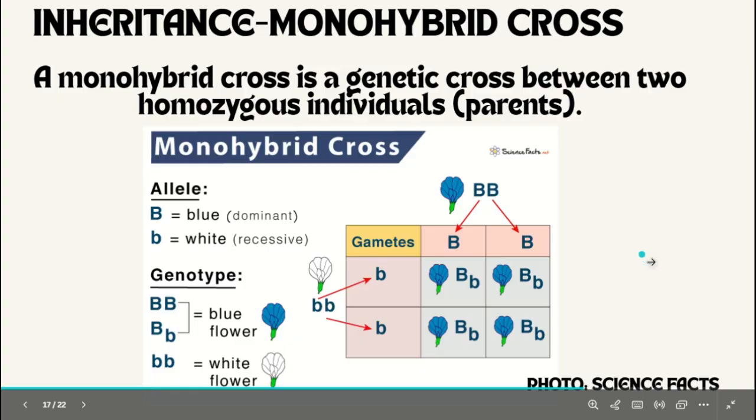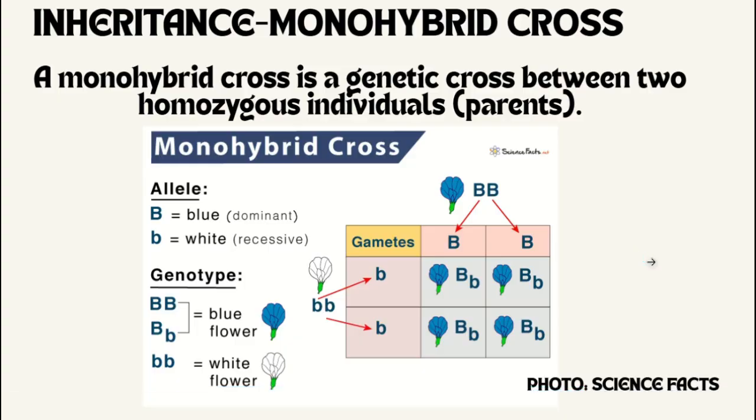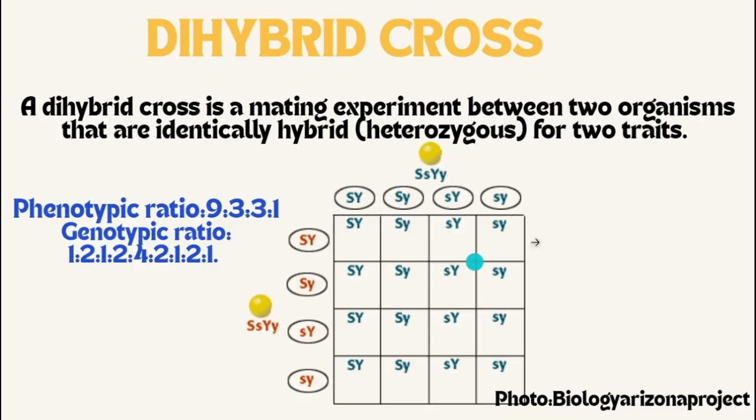So as you can see, the first generation is usually very simple, everything is 100%. So you're going to end up with 100% heterozygous. You're also going to end up with 100% of the dominant trait, which in this case was blue flowers.